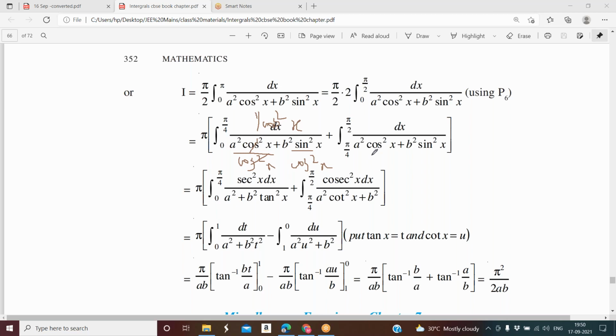Similarly, here I'm dividing by sin square x in the numerator as well as in the denominator, each and every time, sin square. So this is by sin square x.